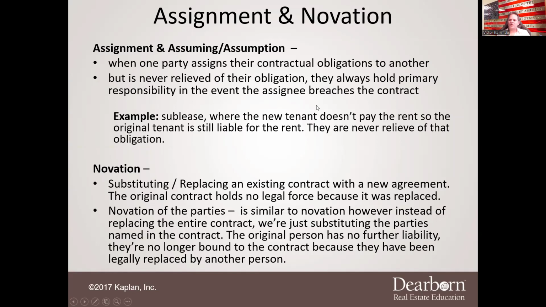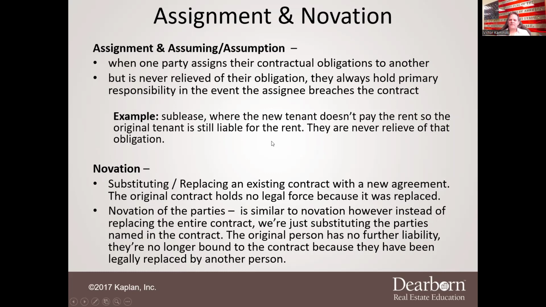So if the landlord allows you to sublease, and the new tenant who takes over your lease does not pay the rent, you are still obligated because you're the one who signed the lease with the landlord to begin with. Even though you're leasing to someone else, you got someone else in there to take over your lease, you're never relieved of your obligation to pay the rent if they fail to, or if they breach one of the other terms of the lease agreement.